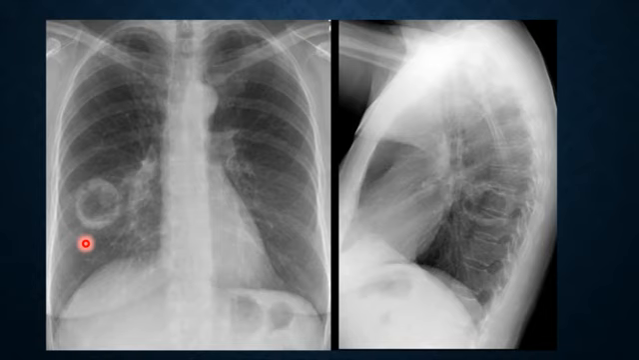In the right middle zone. So there is a right middle lung zone mass. This mass is obviously cavitating. It has a lucent center with a thick wall. The surrounding lung is more or less clear.